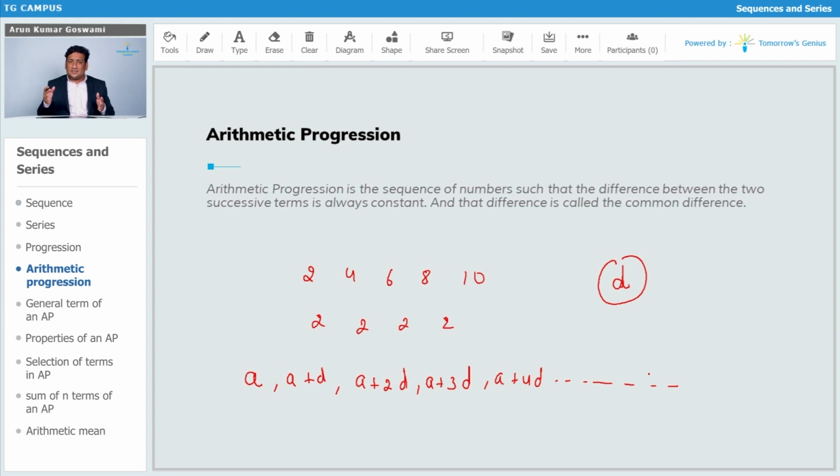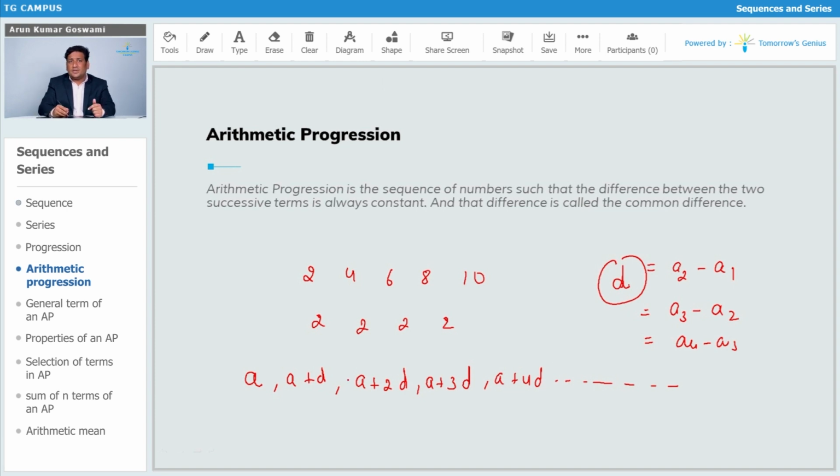If it is a finite series, then I will have one last term in this series. Since D is my common difference, it is the difference between consecutive terms. So D can be written as A2 minus A1, or A3 minus A2, or A4 minus A3, and so on if it is an infinite series. And for the finite series, we are going to discuss that now.